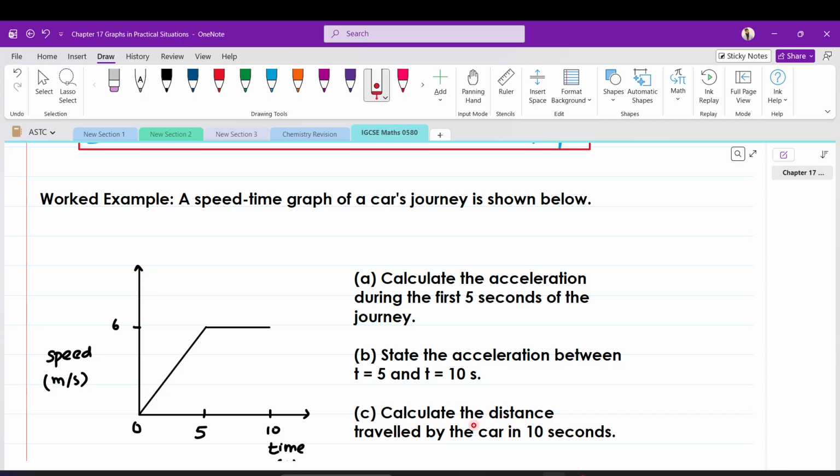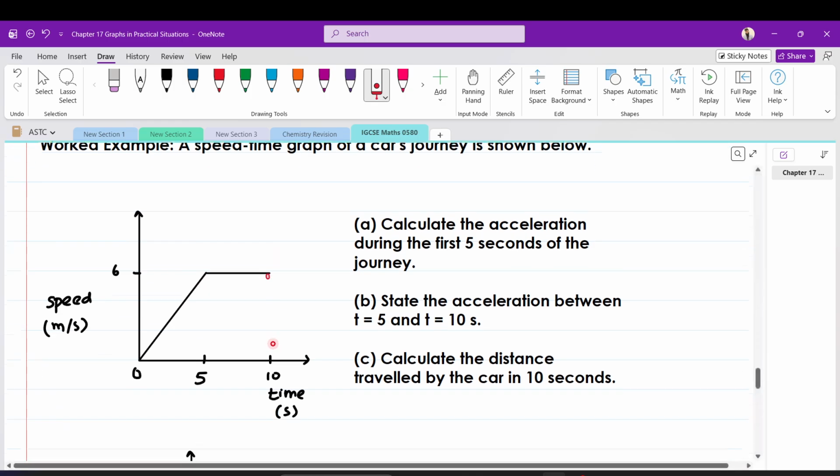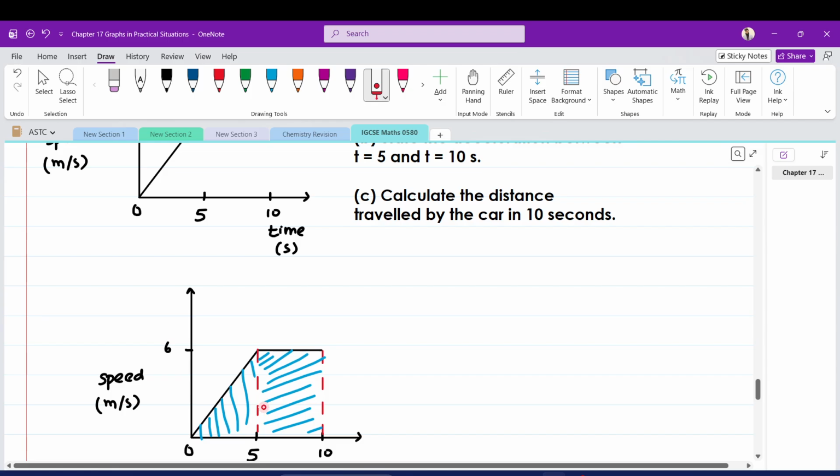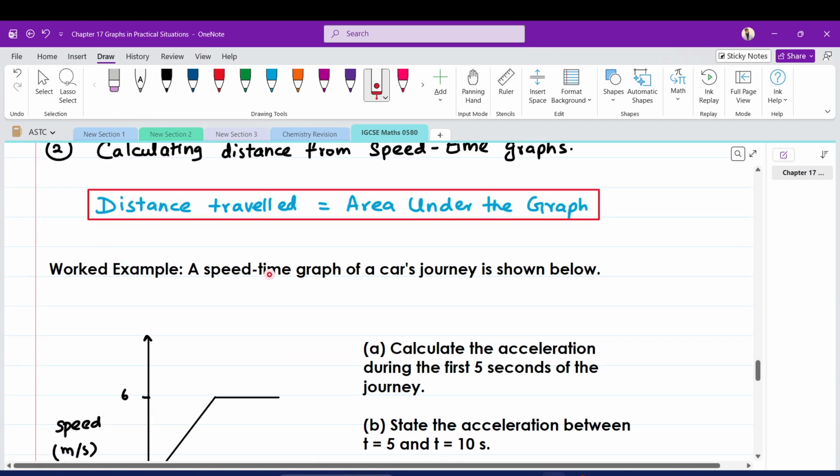Okay. Now, if you look at part C, calculate the distance traveled by the car in 10 seconds. Okay. All right. Now in 10 seconds, we can see, if I draw a straight line all the way down, that the area under the graph is actually this shaded part. Okay. Now remember what we said, the distance traveled is equal to area under the graph.